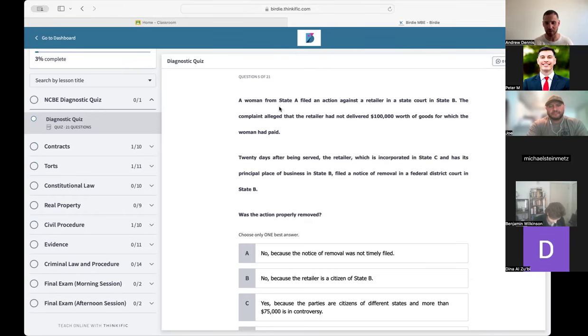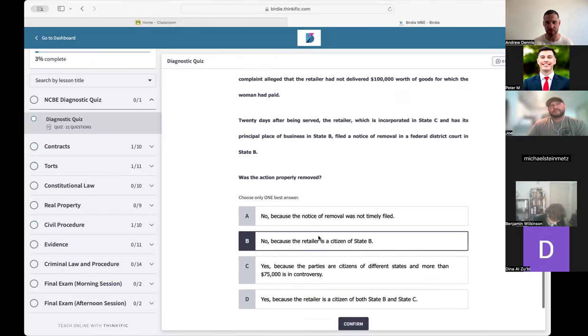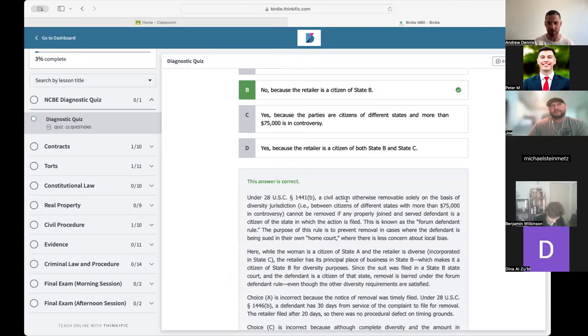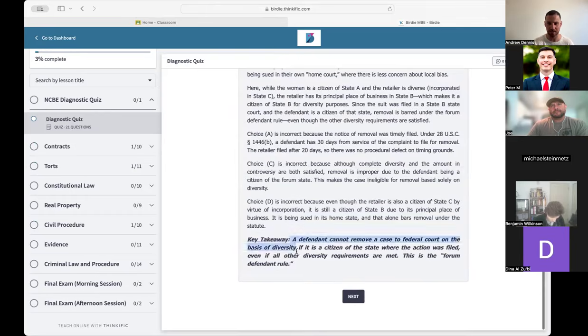So the answer is going to be no under the forum state defendant rule because the retailer is a citizen of state B, right? There's no forum state removal for diversity cases. If this was a federal question, that's different, right? But here's a diversity case, which would implicate the forum defendant rule. Anyone have any questions about that? A defendant cannot remove a case to federal court on the basis of diversity if it is a citizen of the state where the action was filed, even if all the diversity requirements are met. This is the forum defendant rule.